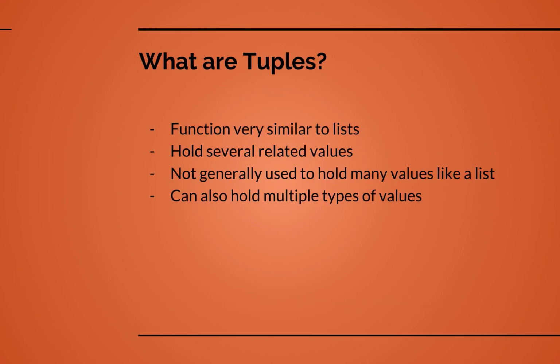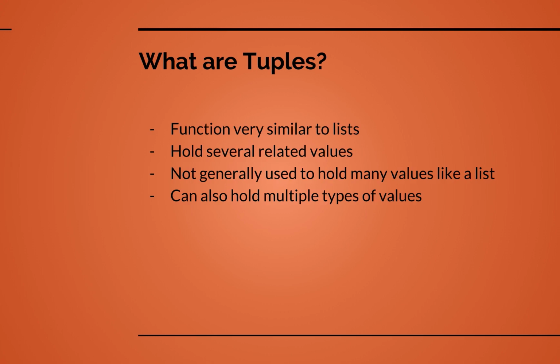So for starters, what are tuples? Well, on the surface, they function and look very, very similar to lists. Tuples provide another way to store multiple values in a single variable. Typically, these values are all related in some way. We'll be seeing in the examples that we can hold different kinds of data that all help to represent a single item. However, unlike lists, they're not generally used to hold many different values.